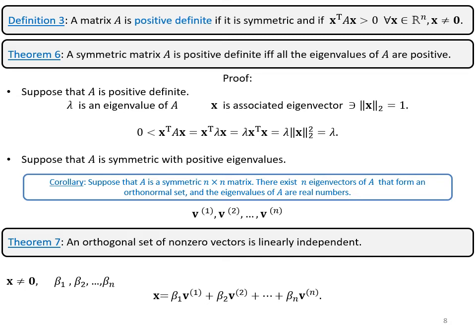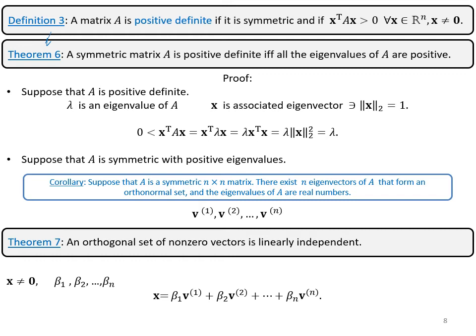So let's formulate one more theorem. This theorem establishes the relationship between symmetric matrices, positive definite matrices, and eigenvalues. The theorem states that a symmetric matrix A is positive definite if and only if all the eigenvalues of matrix A are positive.